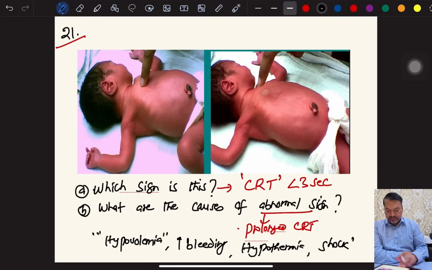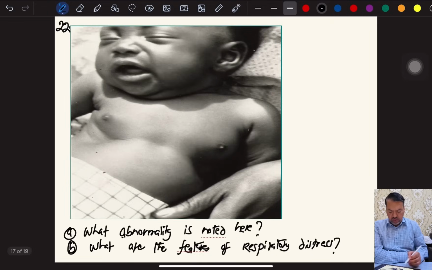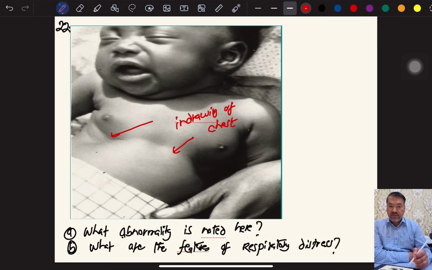Okay. Now number 22, what abnormality is noted here? Now, you can see this baby is breathing with a lot of difficulty. How do I know that? Look at this area here. Okay, this is called indrawing of the chest. Indrawing of chest is one of the very severe features of respiratory distress. This is called respiratory distress.